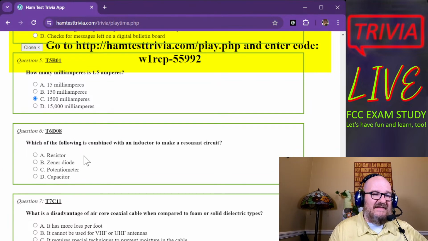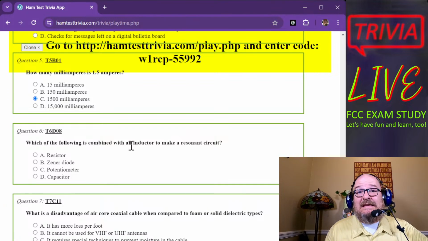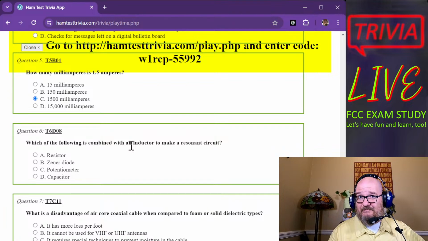All right, we're down to the 6th and the 7th question. Which of the following is combined with an inductor to make a resonant circuit? Without even looking, I'm going to say capacitor. I think that is a choice. Oh, thank goodness. Alrighty, and the last question for round number 1.